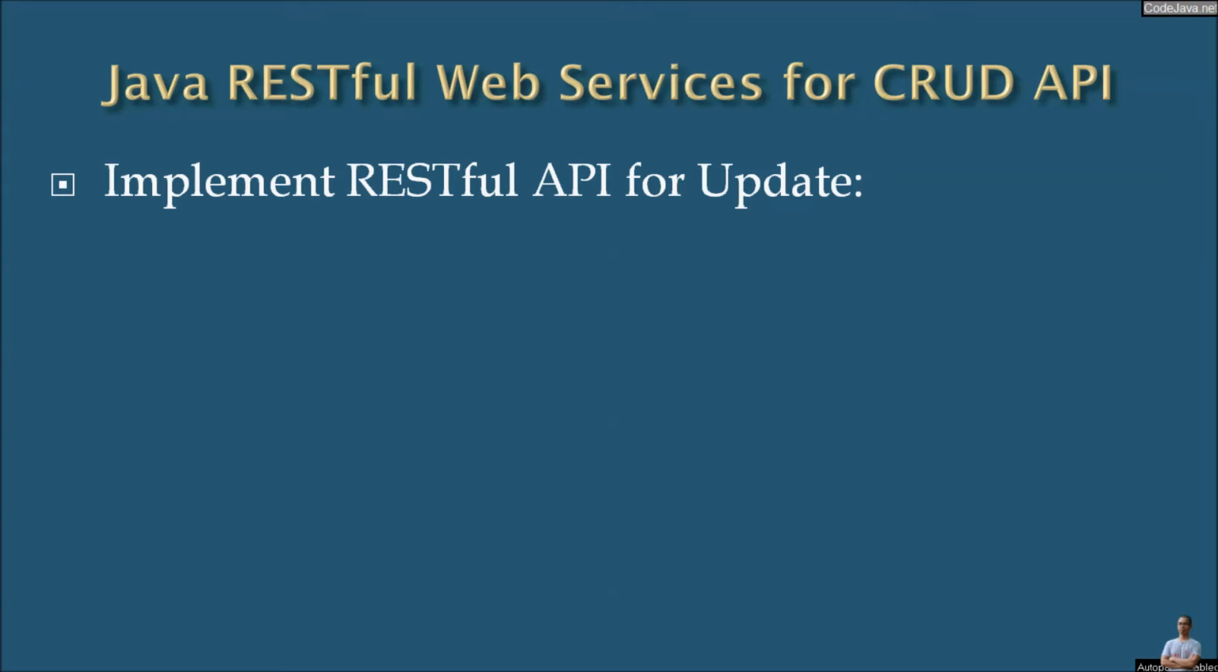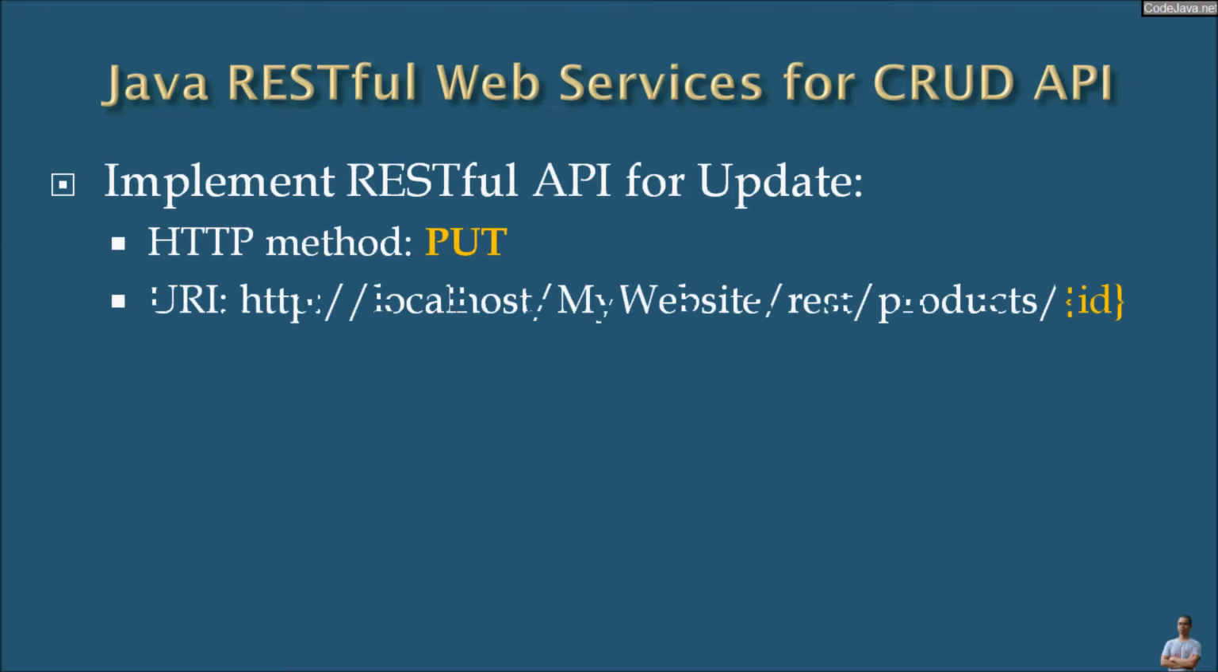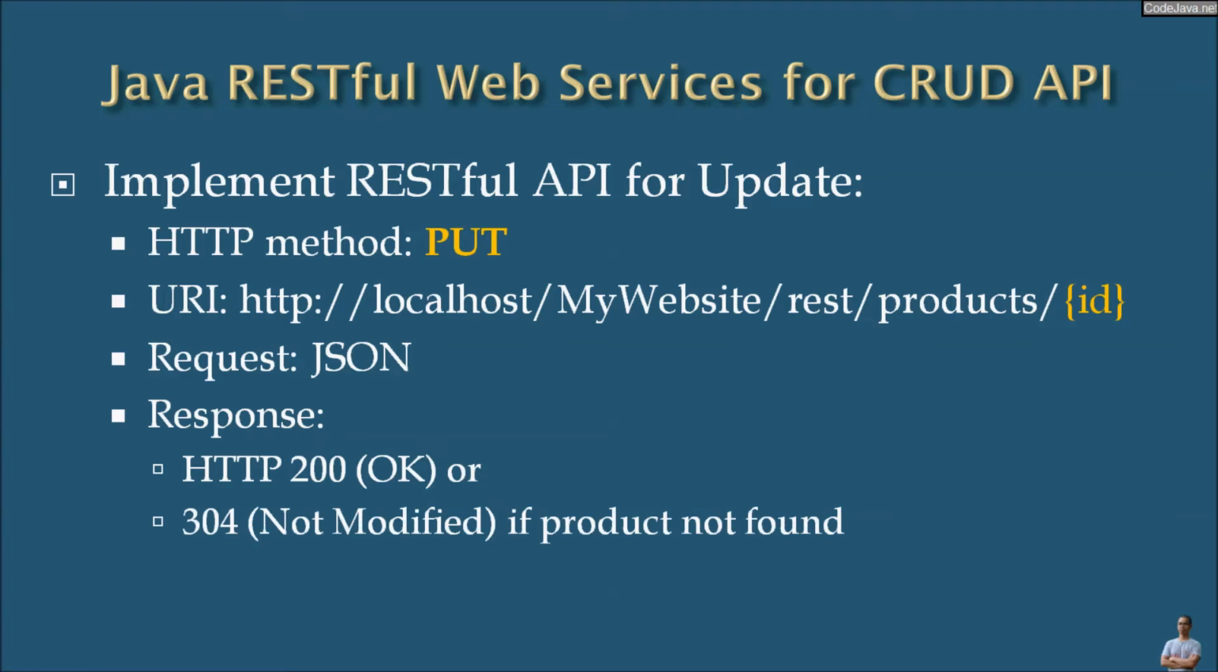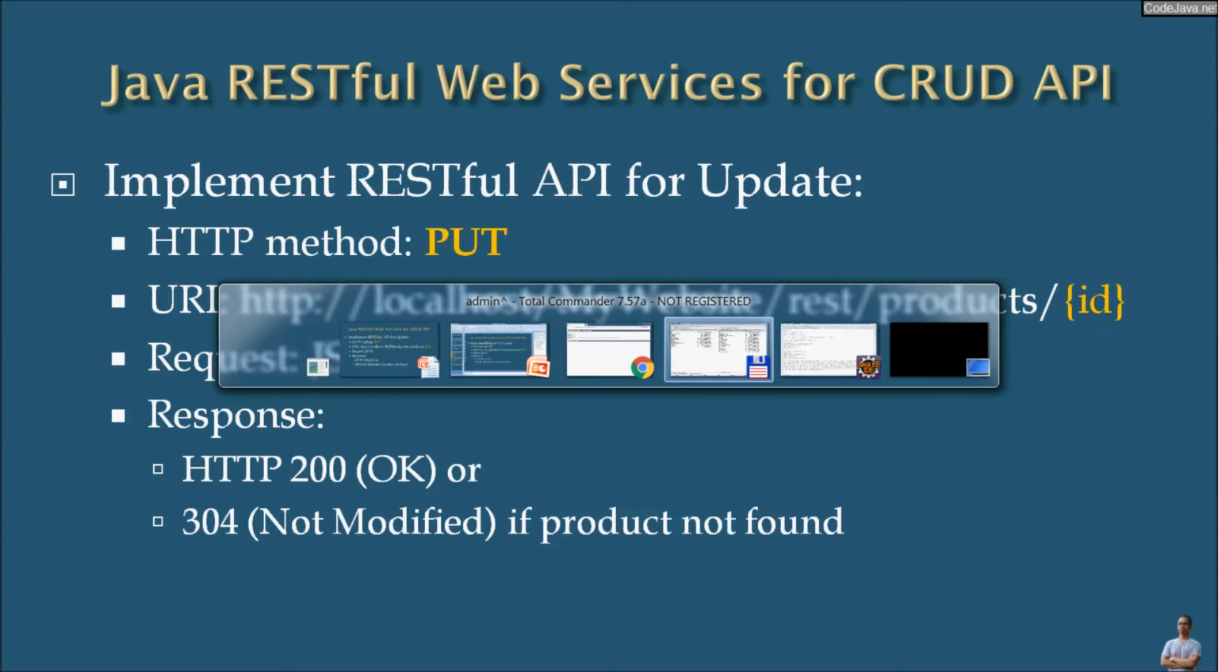And next, let's implement code for the RESTful API method for the update operation to update a product. The client must send a request via the HTTP PUT method, and this is the URL of the request. Note that the ID of the product to be updated is at the end, and the client must send the data in JSON format. The server returns response HTTP 200 in case the product has been updated successfully, or returns HTTP status 304 not modified if the product is not found. Now let's write code.